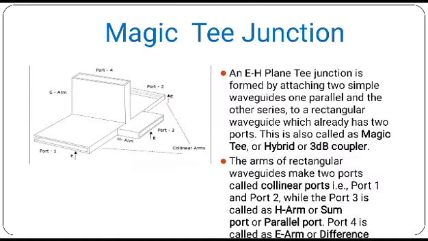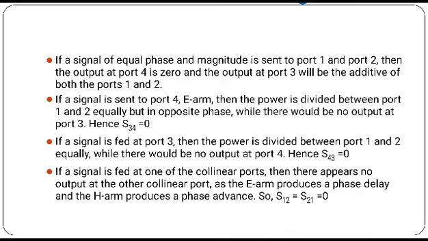The E-plane Tee junction is formed by attaching two simple waveguides, one parallel to the other in series, to a rectangular waveguide which already has two ports. This is called Magic T or hybrid or 3 dB coupler. The rectangular waveguide makes two ports called collinear ports, port 1 and port 2, where port 3 is called sum port and port 4 is called difference port.